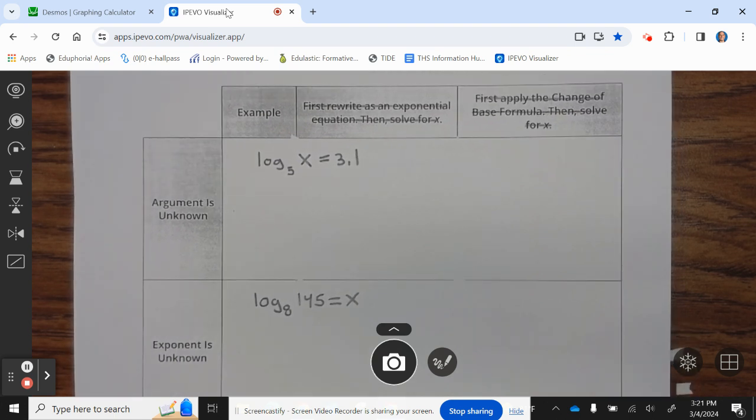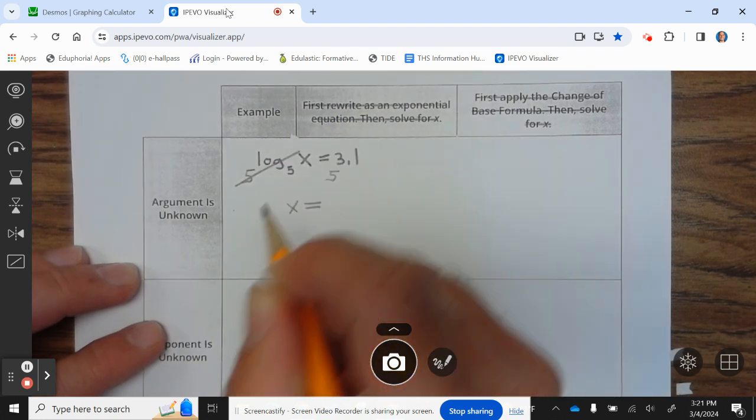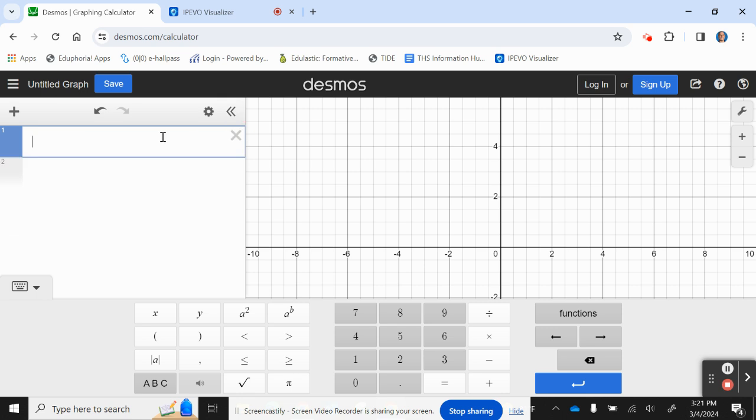Okay, let's take a look at the first one. Here we're going to raise both sides by 5. That cancels. You're left with x equals 5 to the 3.1. Let's just go ahead and put that in a calculator. Which, let's round it to 1 decimal place, so 146.1 2.8.